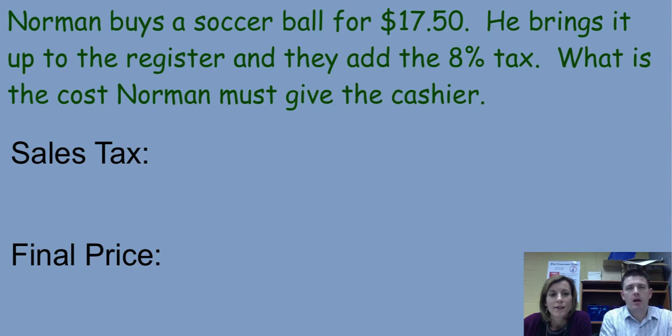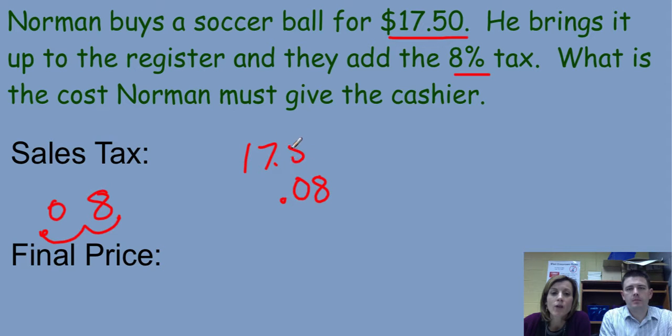All right. Norman buys a soccer ball for $17.50. He brings it up to the register, and they add the 8% tax. What is the cost Norman must give the cashier? Step one, change 8% to a decimal. So remember, a decimal starts on the right. We slide it 2 spots to the left. So it becomes 0.08. We're going to multiply that by 17.50. It's money, so we write it like money.